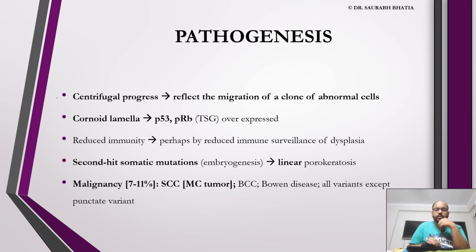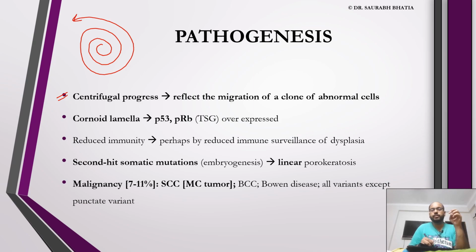Now we know it's a centrifugal process. Centrifugal means it grows from inside to outside. That is how the lesion migrates. Initially, it's smaller and then gradually it becomes bigger. So it spreads, and it reflects the migration of a clone of abnormal cells.